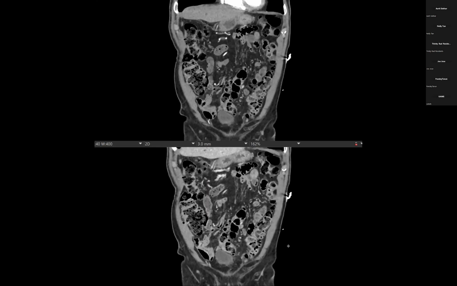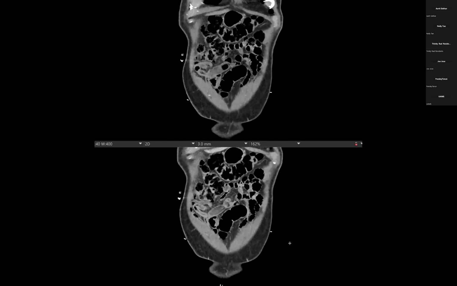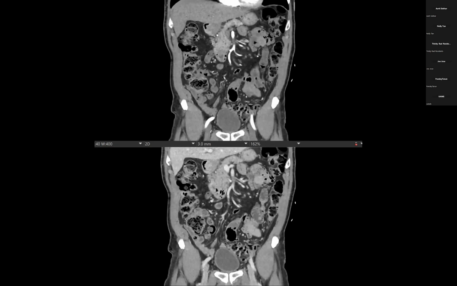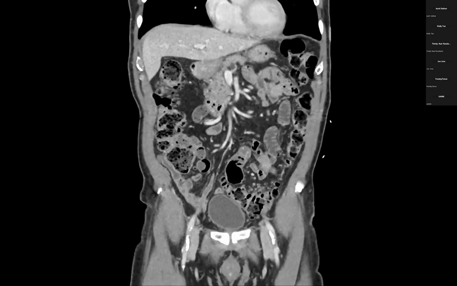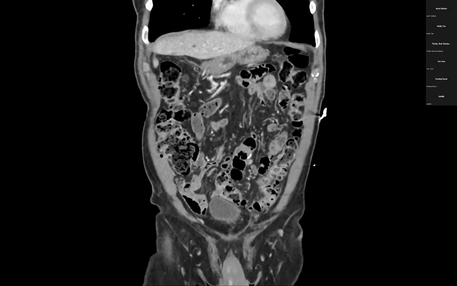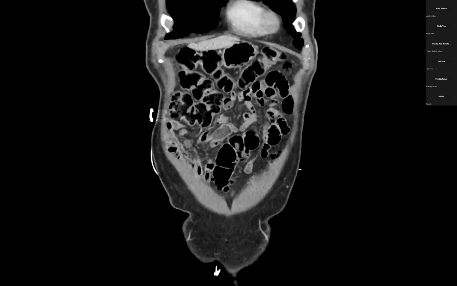That's the transverse colon. Okay, so this is the sigmoid. It's this thing here. Oh, it's redundant. Sorry, I don't want to... Yep, it's a redundant sigmoid. So it comes up and then loops back and then goes up, which is not uncommon.